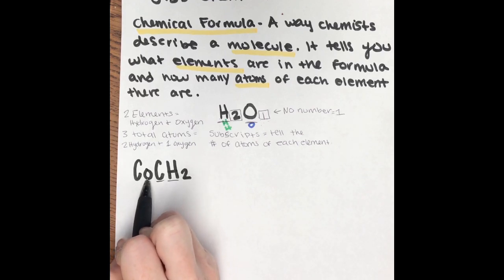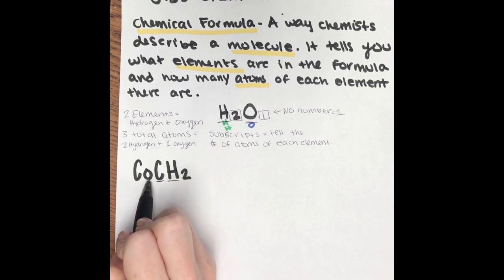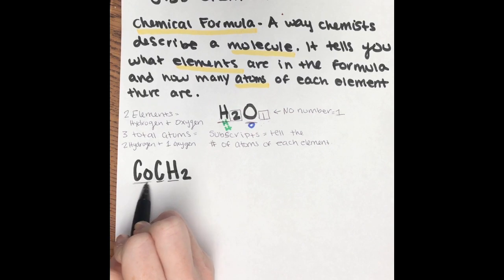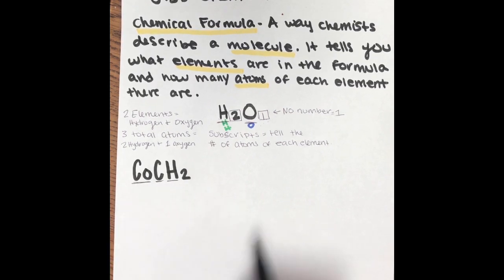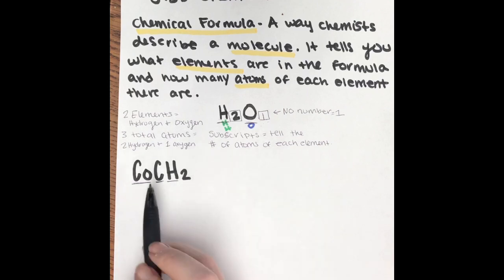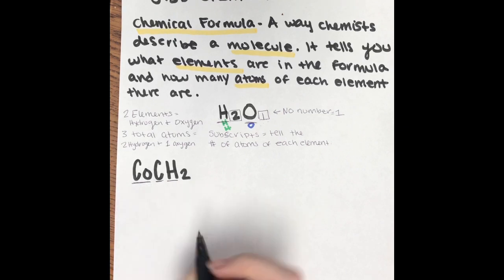Now remember, it's really important at this step to make sure that if you see a lowercase letter, then that goes with the other letter. So this element here is Co, which is cobalt. If it was a large O, that would be carbon and oxygen. But because it's a small o, then we know that it goes with the letter before it. So this is actually one element, cobalt.